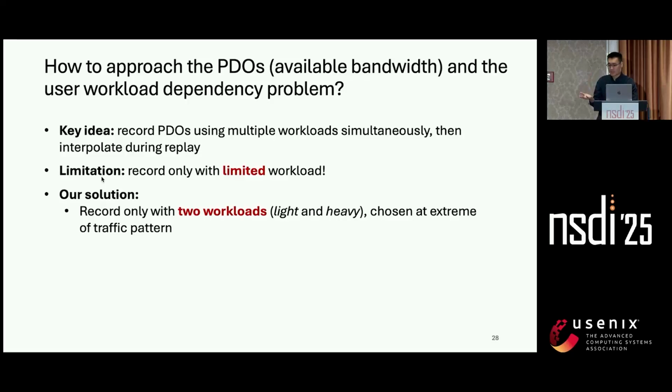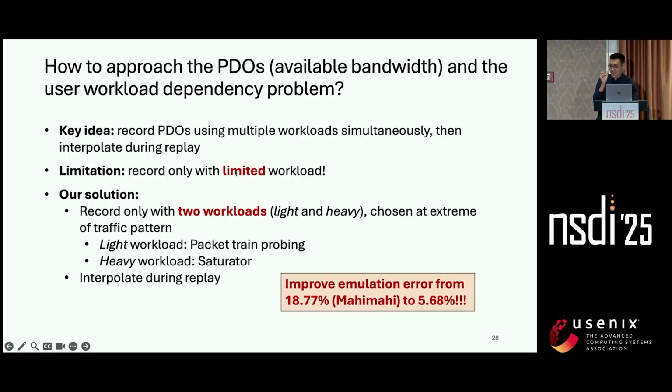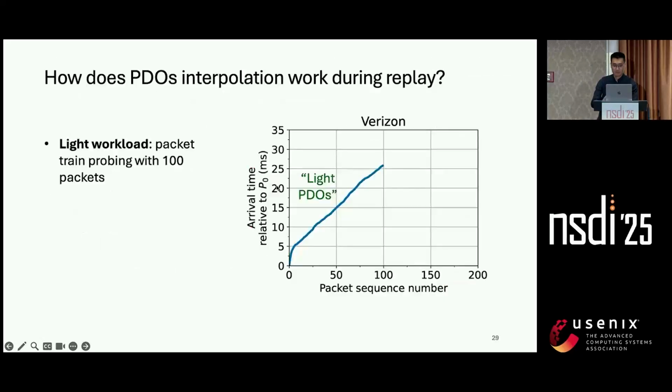This is based on the observation that smaller trains or lighter workloads and saturated or heavy workloads are given different rates, or PDOs, and as the workload becomes much heavier, the rate gets closer to the saturator. Thus, we use packet train probing to record the light PDOs, and similar to Mahi-Mahi, we also use the saturator to record the heavy PDOs. Then we interpolate between these two PDOs during replay. Interestingly, by just adding one additional workload for the recording, the light workload, we managed to reduce the emulation error from 18.77% to 5.68%.